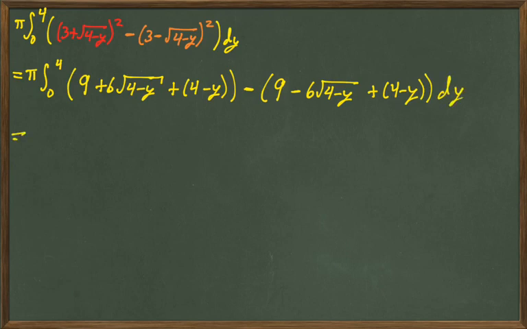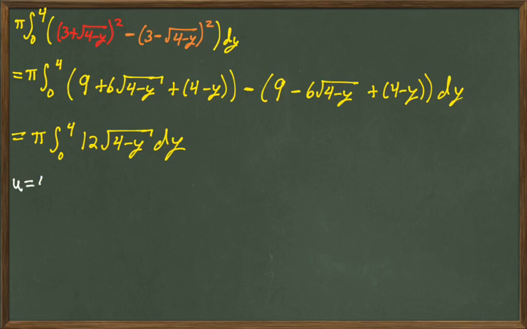Okay, so this becomes pi, and then the integral from 0 to 4. 9 minus 9 is gone. 6 square roots of 4 minus y minus negative 6 square roots of 4 minus y is going to give us 12 square roots of 4 minus y. And then we have 4 minus y minus the quantity 4 minus y, so those cancel. And so we're just going to integrate that with respect to y. This is a good candidate for u substitution.